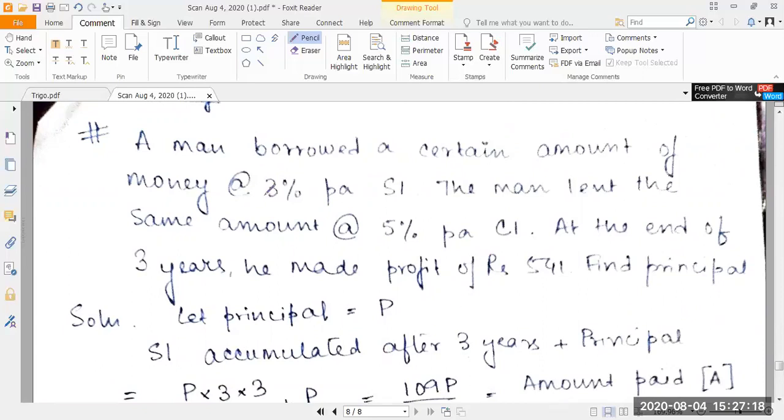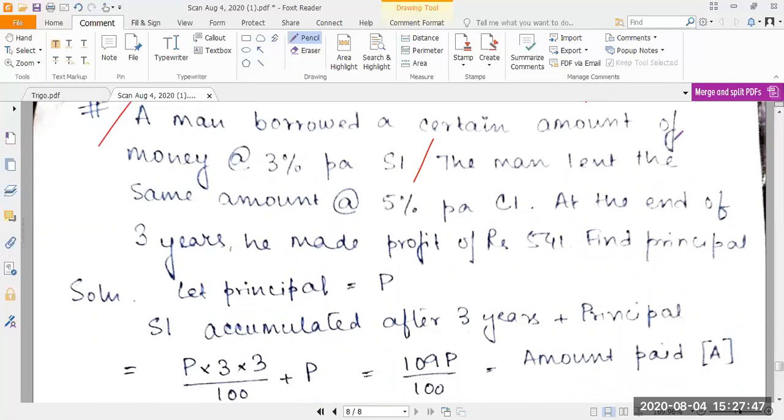The sum says, a man borrowed a certain amount of money at the rate of 3% PA, so at the rate of 3% per annum or per year, simple interest. Up until now, this sum is going in the direction of simple interest. So let's just mark it; that's one half of the sum done. So the man borrowed a certain amount of money. Let's say the man borrowed some P amount of money at 3% per year simple interest. So it's being calculated simple interest wise.